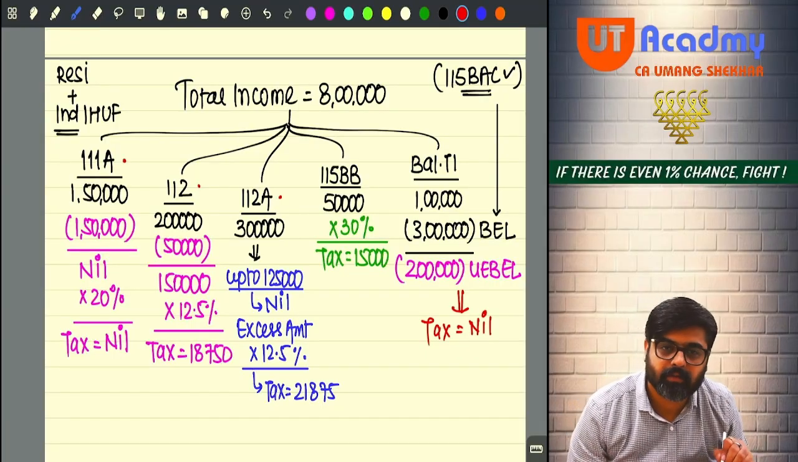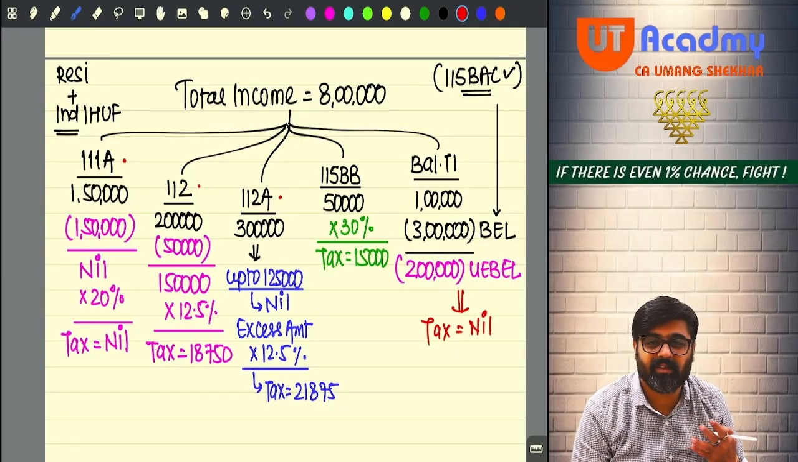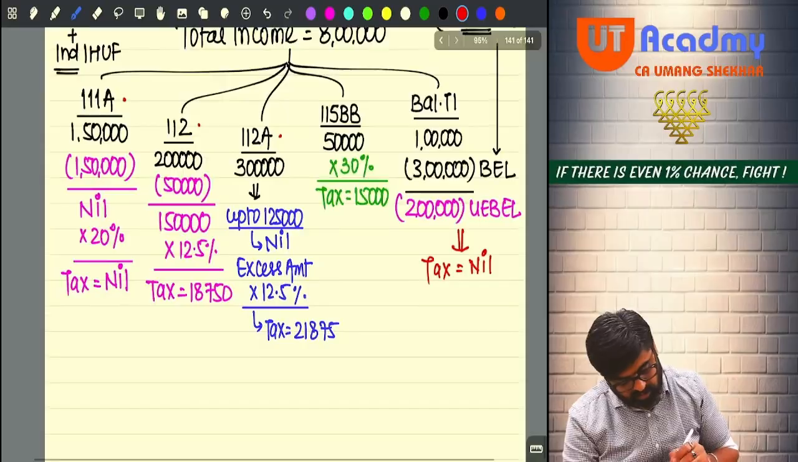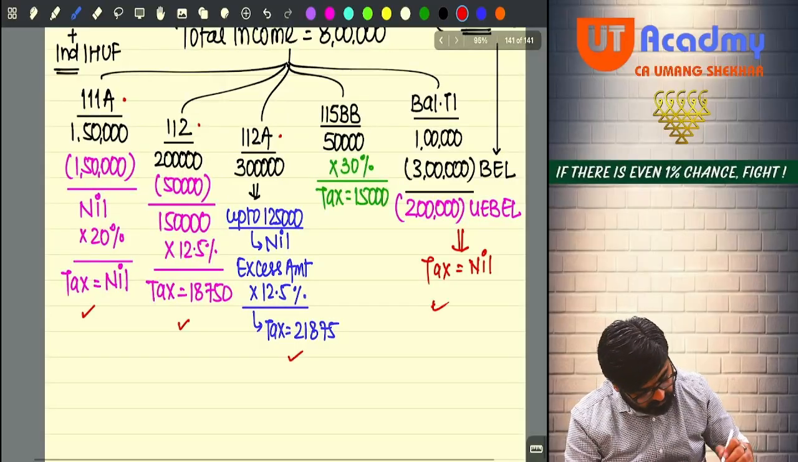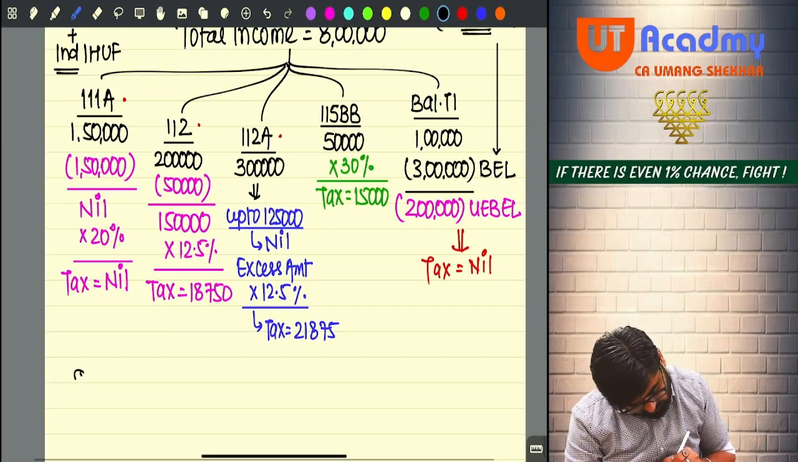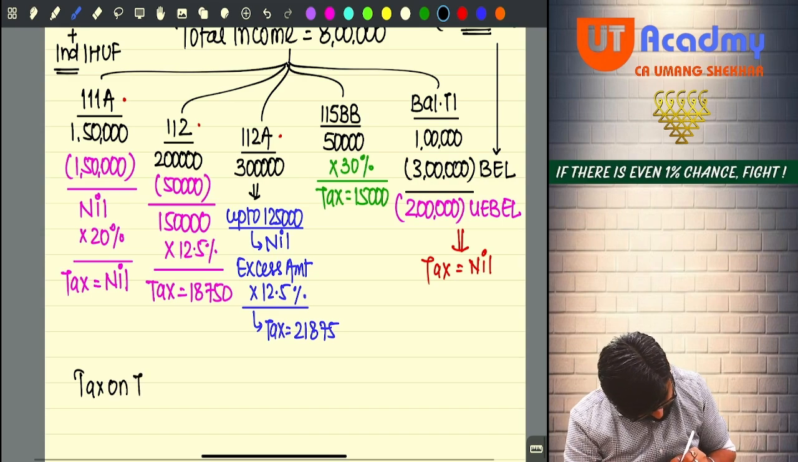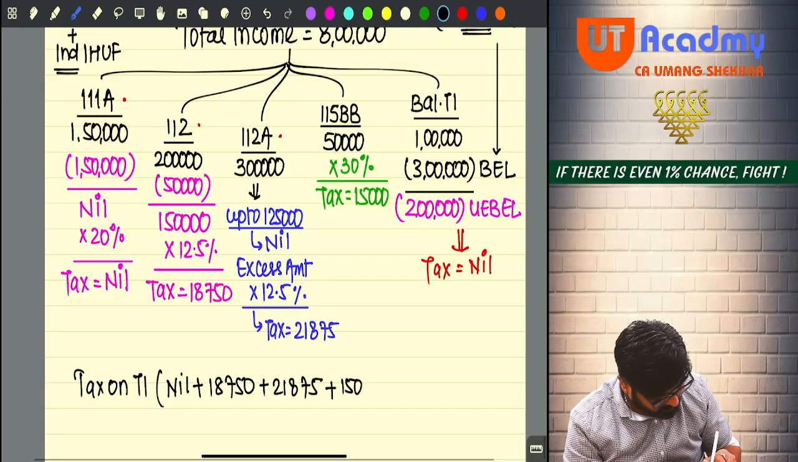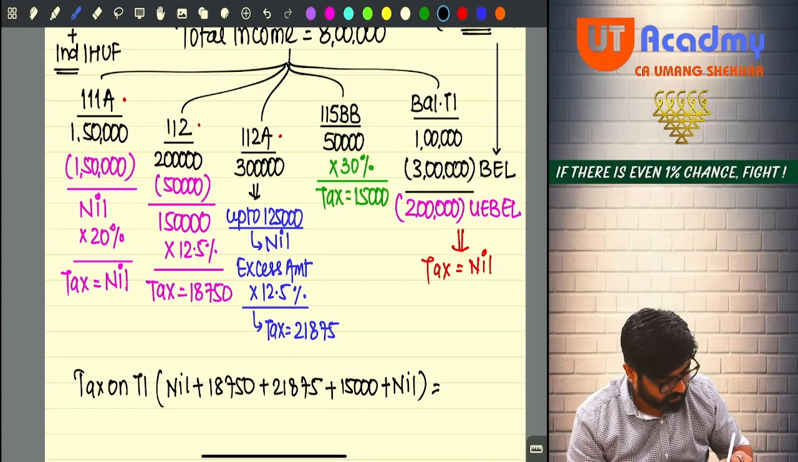Can you calculate like this? Sure. Very easy, no? But you have to solve a few questions like this. Then only you will be comfortable. Okay? Now, this plus this plus this plus this plus this, your tax on total income will come. So what is your tax on total income? This will be nil plus 18,750 plus 21,875 plus 15,000 plus nil. You will get 55,625.